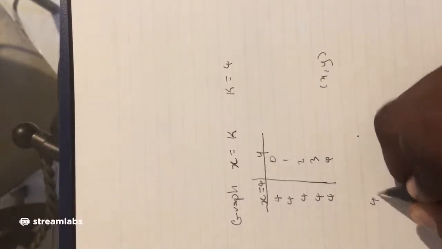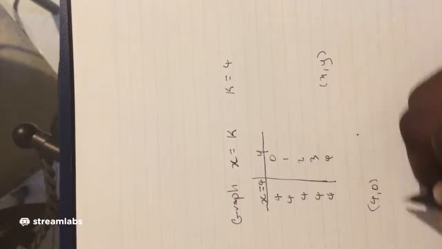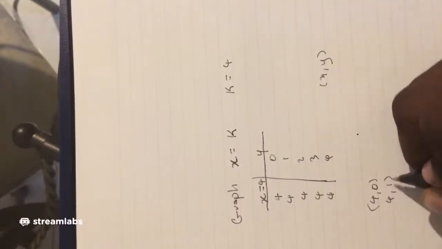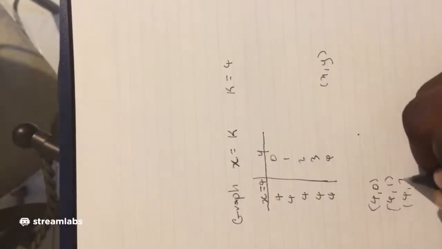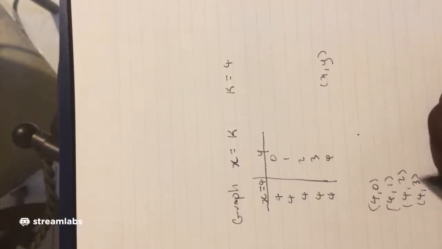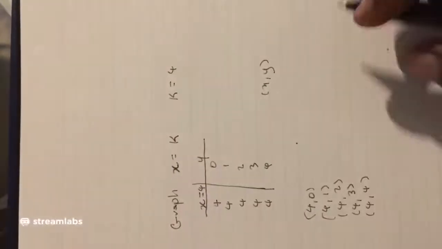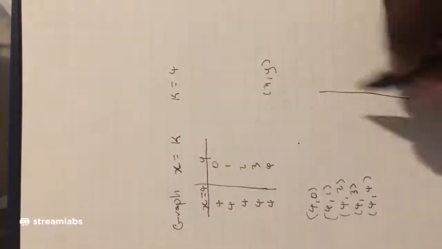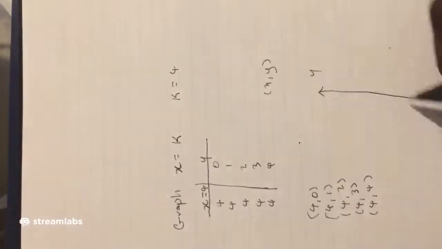So remember, whenever we're plotting, we plot in the form x, y. So the coordinates are 4, 0, 4, 1, 4, 2, 4, 3, 4, 4. Because x is always equal to 4.